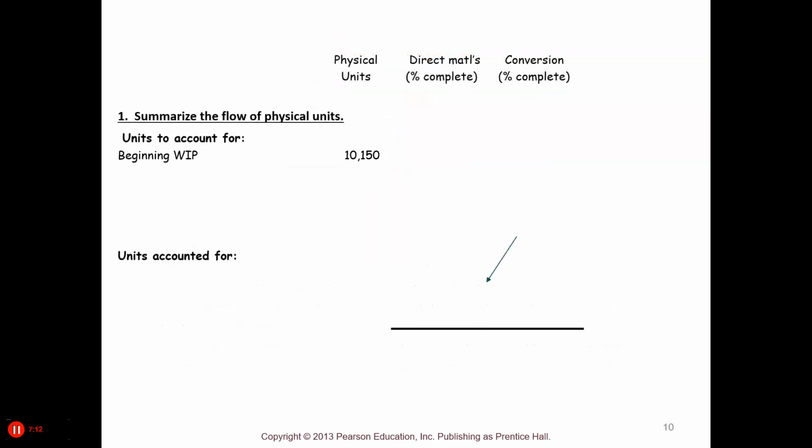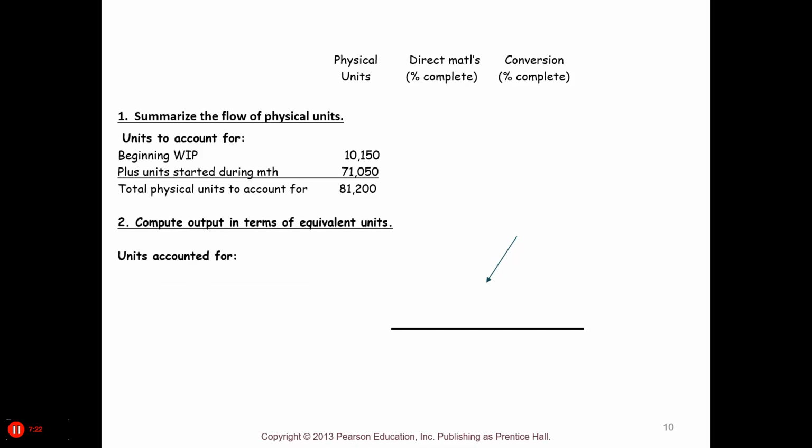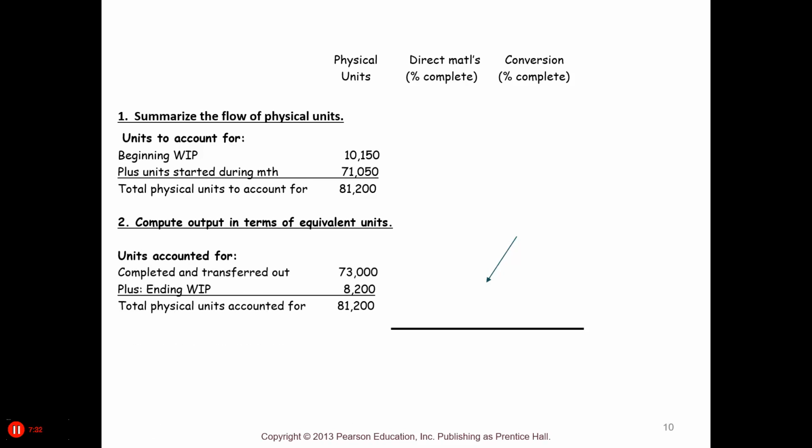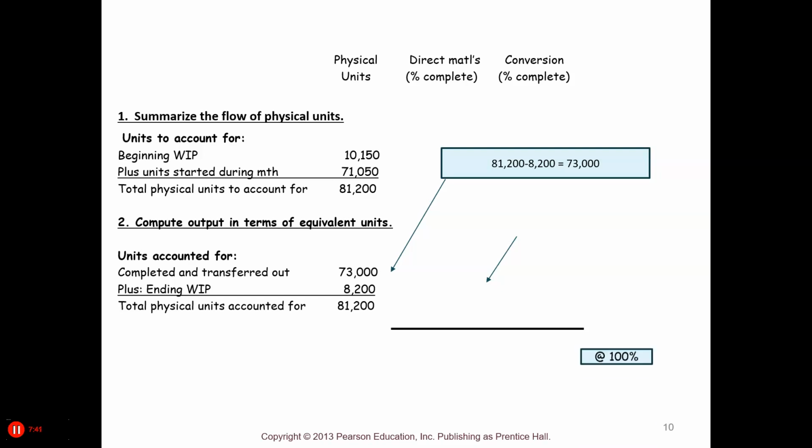So first we're going to start with our beginning WIP plus units started during the month gives us the total we have to account for. Now we compute our equivalent units. We know what the ending WIP was. We know what the total physical units accounted for was. So now we know how many were completed and transferred out, which is always going to be our total minus ending WIP. Now these are units.